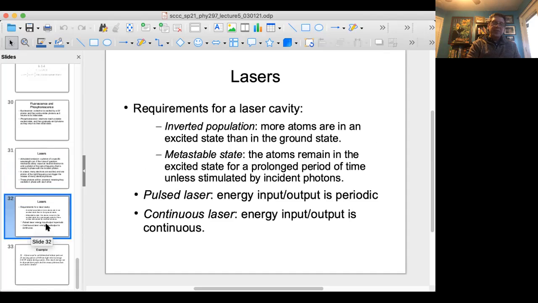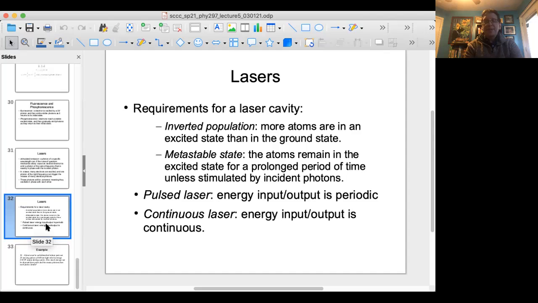So the requirements for a laser cavity are an inverted population where more atoms are in an excited state than in the ground state. And so the excited state has to be what's called metastable, which means it doesn't decay immediately. It remains in the excited state for a prolonged period of time, unless you have stimulated emission, which we just talked about. So unless it's stimulated by incident photons.